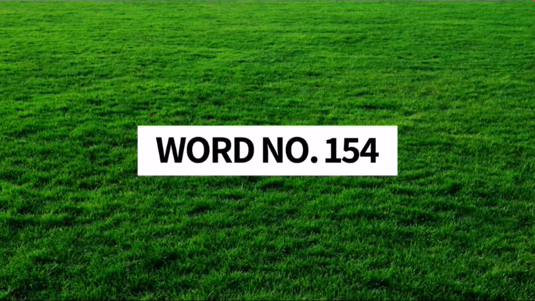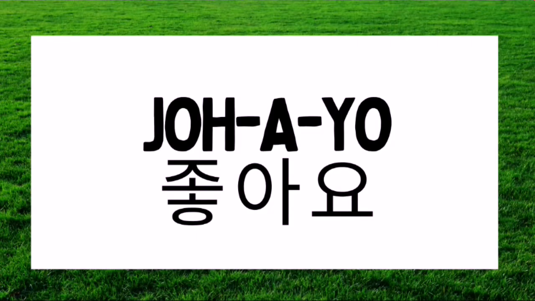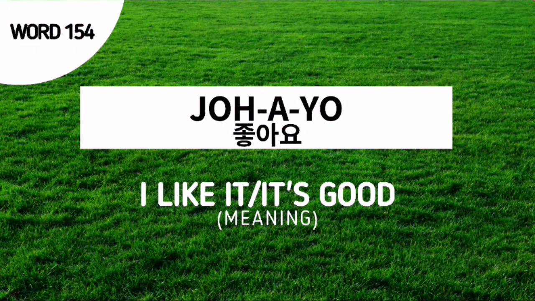Word number 154. JOAYO. This is pronounced as a three-syllable word. The first syllable is jo with an H, followed by an A, followed by ayo. Pronounce it with me. JOAYO. The meaning of the word JOAYO is I like it or it's good. So when I say JOAYO, it means I like it or it's good.